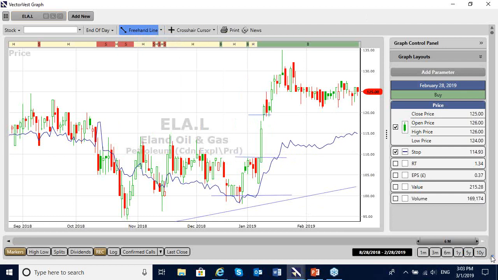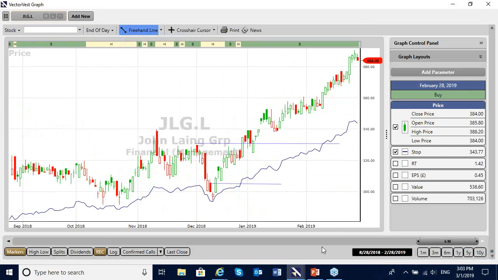Second one is a share called John Laing, and I bought into it just here. You can see the VectorVest system going green here. And that was a level at about £3.30. Now the VectorVest stop loss was down here at that time at 305, which meant that there was 25 pence worth of risk here.